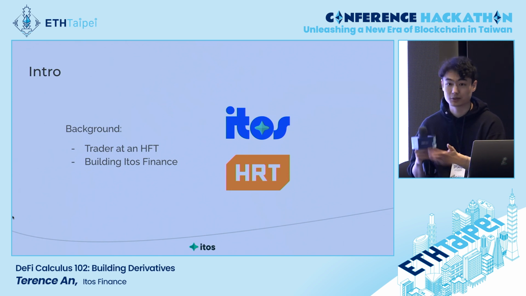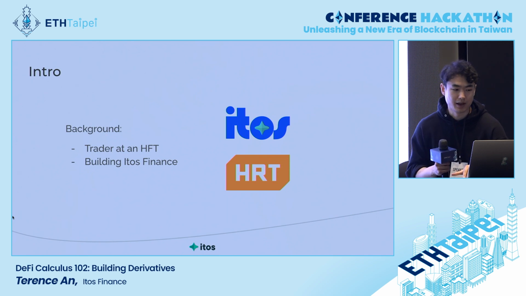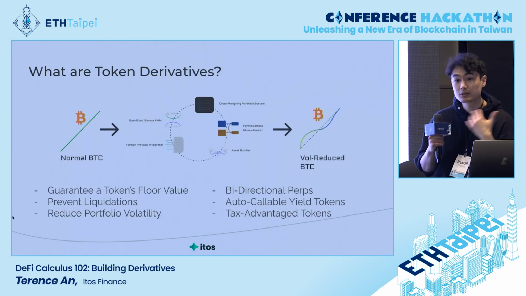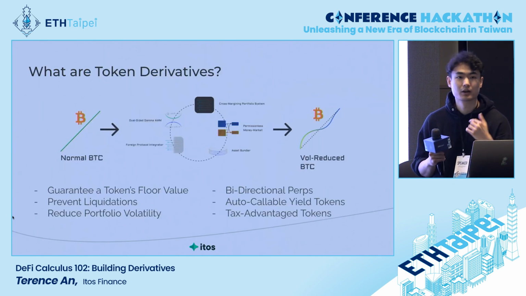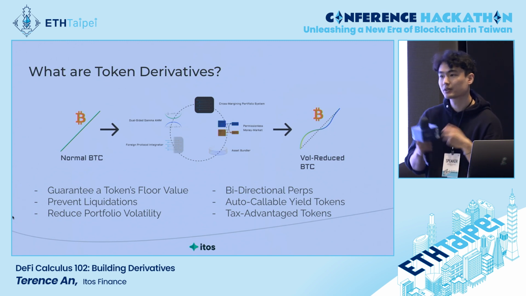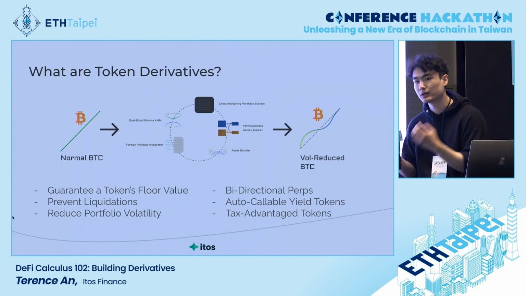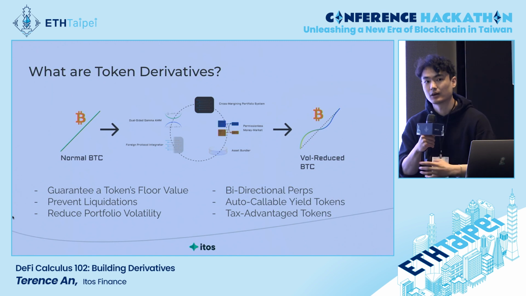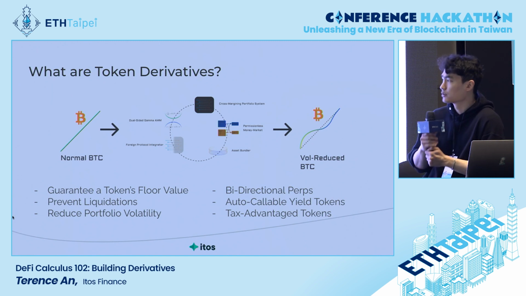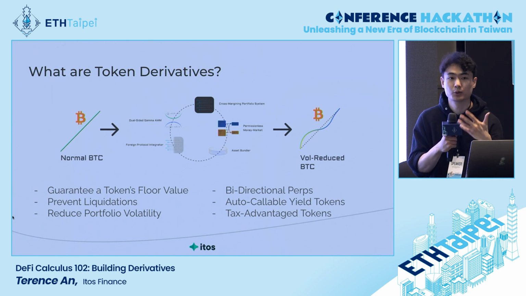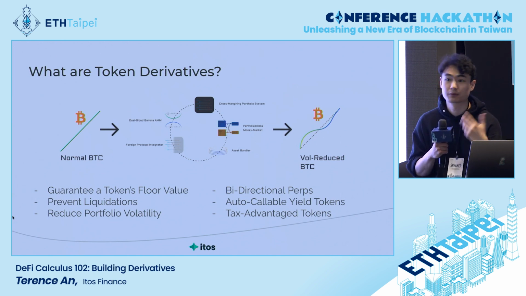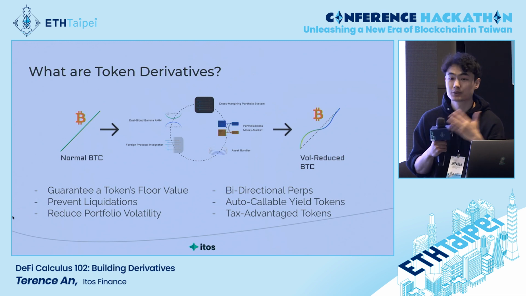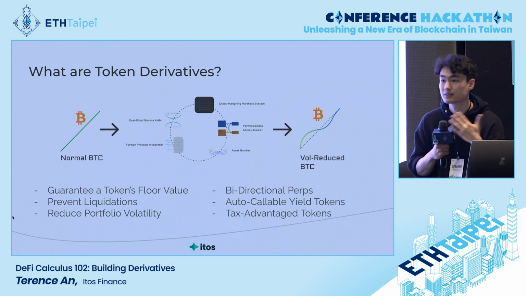Right now, I'm building Ethos Finance with two other people, and we specialize in creating these things called token derivatives, where you can think of it like this engine that you put a token in, and then you get out a separate payoff that is derived off of that token. So for example, I can put in normal BTC, and suddenly I might get an option on BTC or a future on BTC. And those are the two basic ones, but we can go crazy with it.